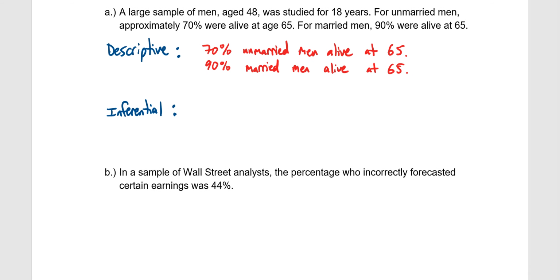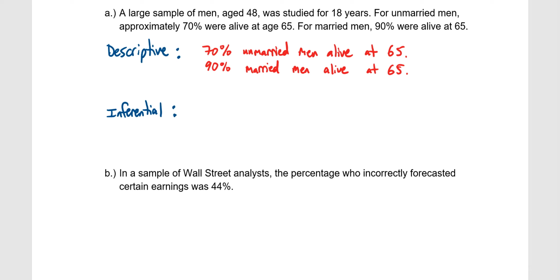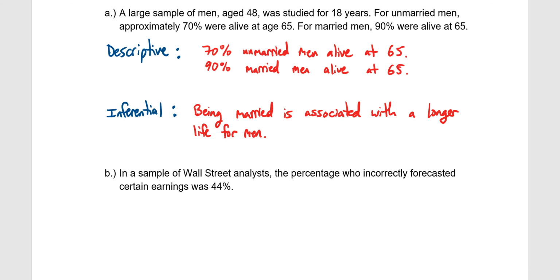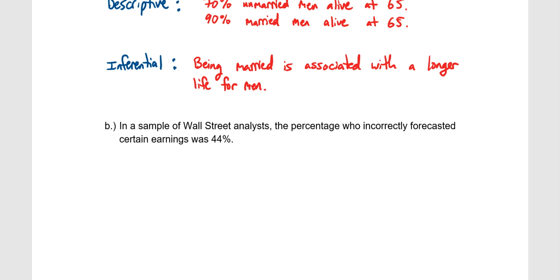So the descriptive statistics is just the data, so we're just kind of rewriting the data for us. And now for the inferential statistics, now we need to try to draw conclusions based on this data. And one conclusion that looks like can be drawn is that being married is associated with a longer life for men because 90% that were married were still alive and only 70% that were unmarried were still alive. So I used the word associated. I didn't say that being married caused them to stay alive. The word associated is important here.